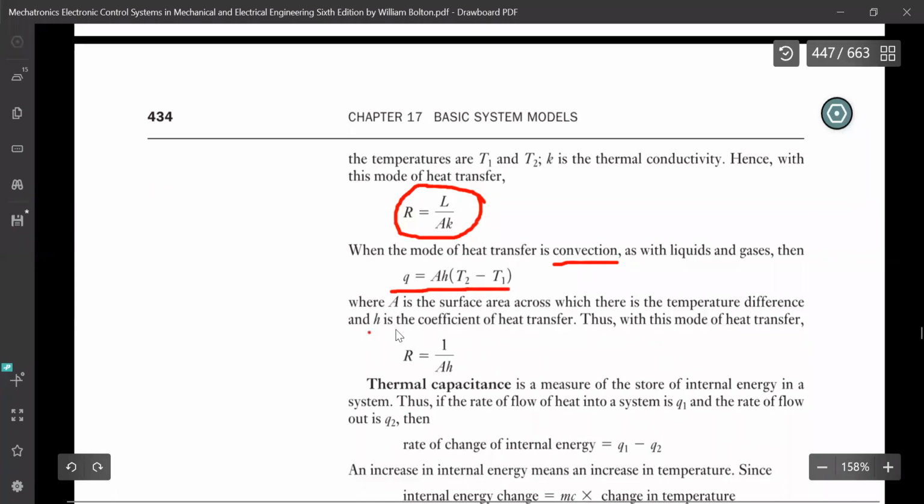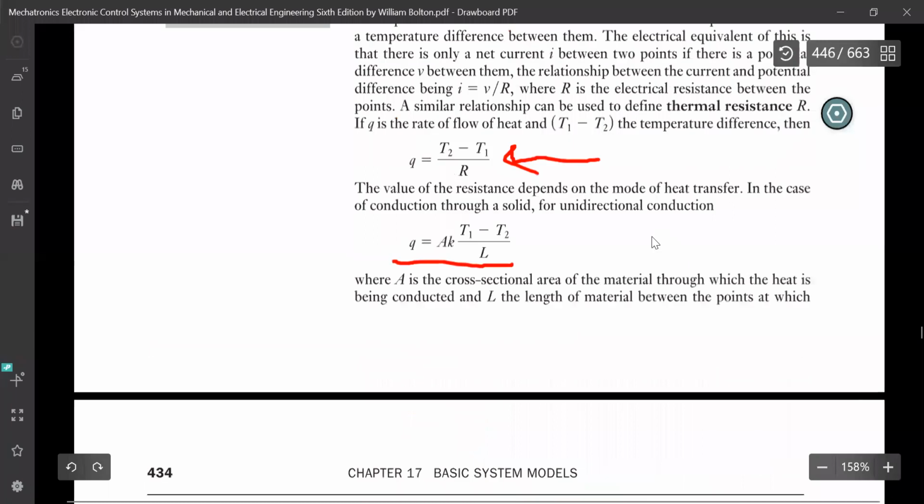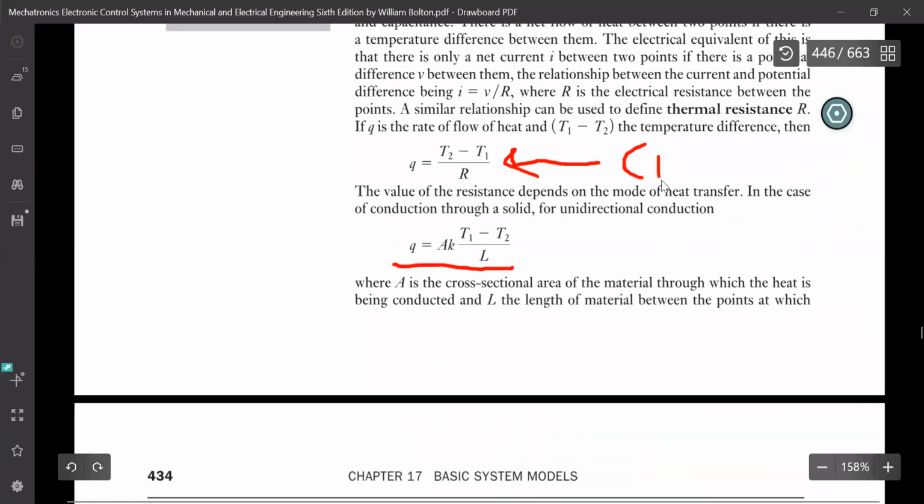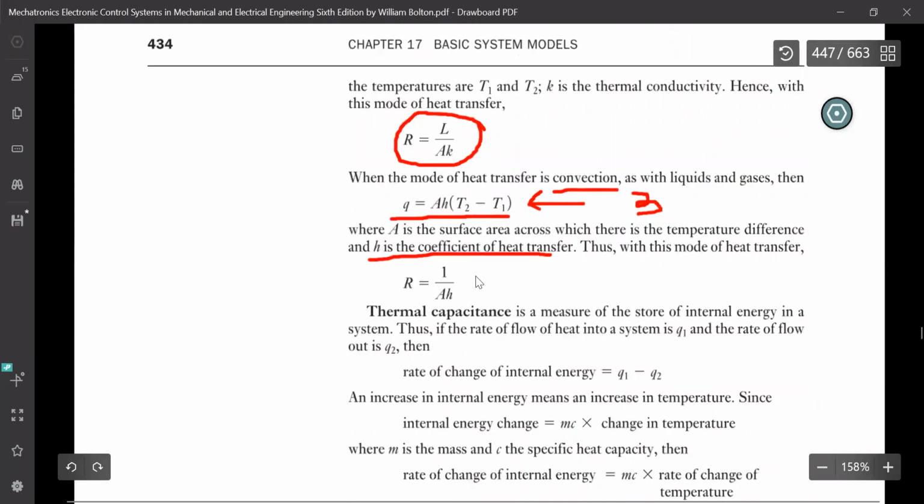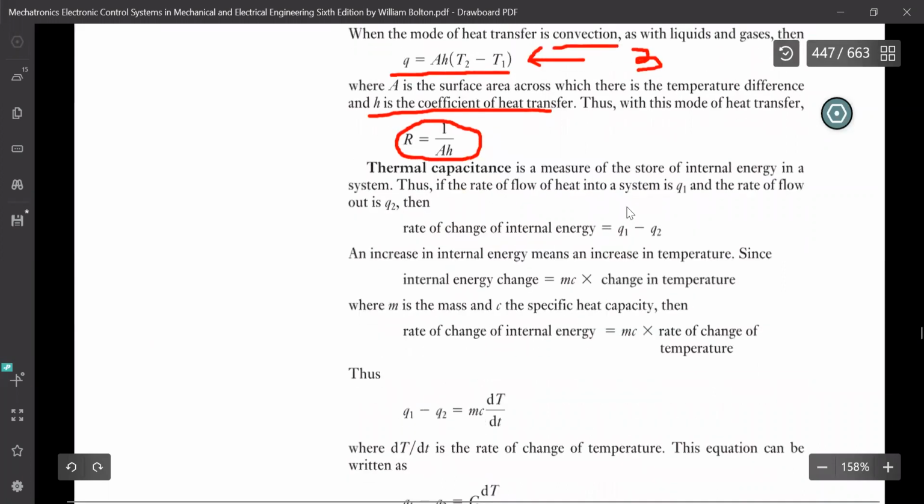H is the coefficient of heat transfer. So now again, we compare this equation, number 3, with the first equation. By comparing these two, again we get a formula for the resistance. This gives you the formula for resistance. Now we have found the resistance.